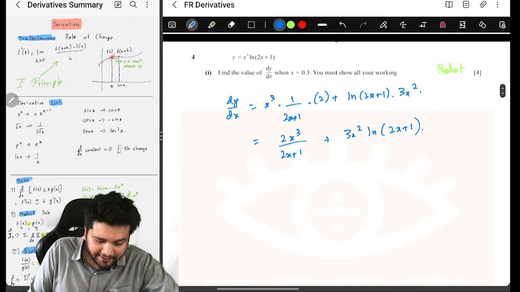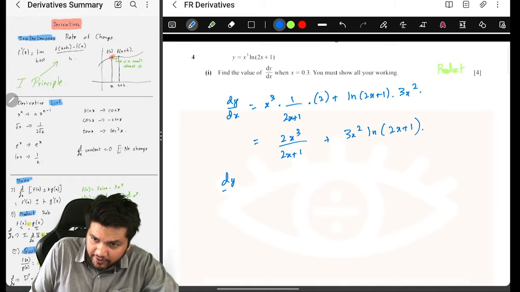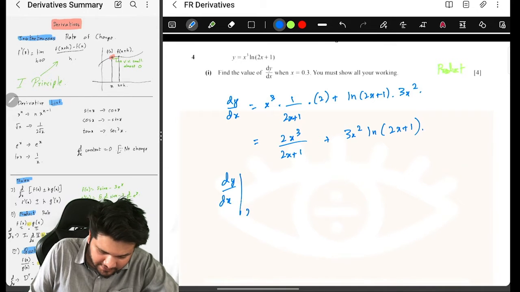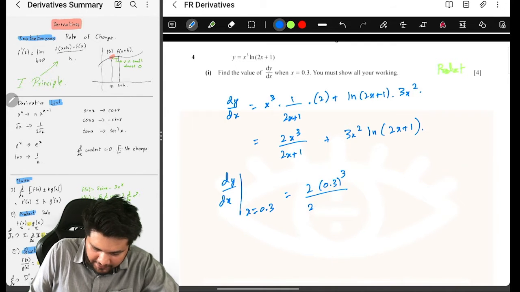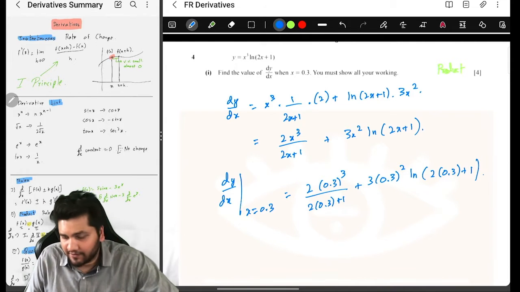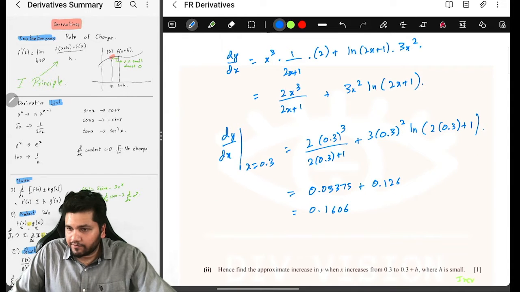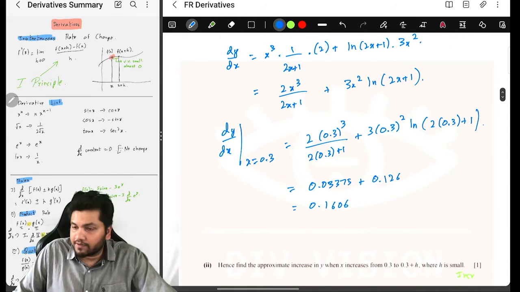And they are asking dy/dx when x is equal to 0.3. So we'll just put dy/dx at x = 0.3. We'll just substitute. We'll get 2 times 0.3^3 upon 2 times 0.3 plus 1 plus 3 times. Just put the values in the calculator, and finally 2 times 0.3 plus 1 and so on. You just put it in the calculator and get the direct value. So after using the calculator, you will get this value, that is 0.1606.